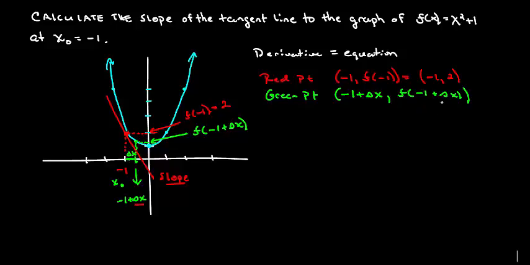So now we've got these 2 points. One is here, the other one is here, and we need to calculate the slope. So the slope of the line is the change in the y values over the change in the x.